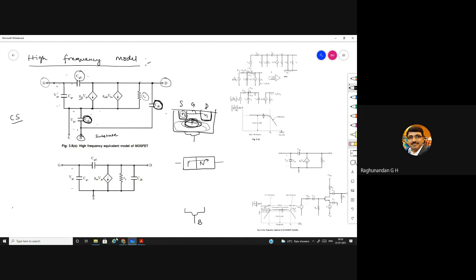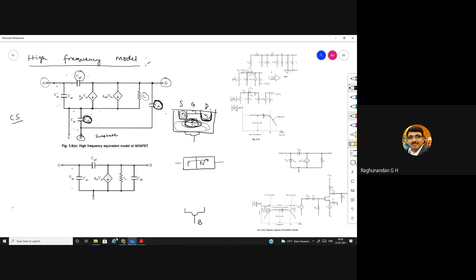So between the source and the substrate, we have one capacitor. Between the drain and the substrate, we have one more capacitor because of the junction formed with respect to the N wells. That is represented by this capacitor.